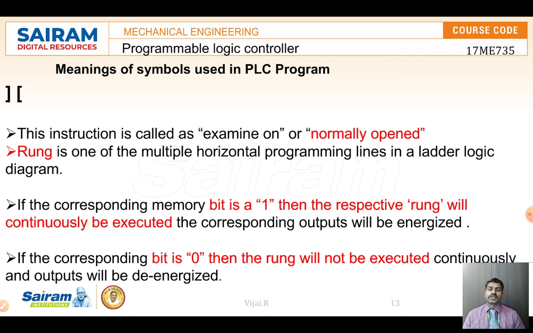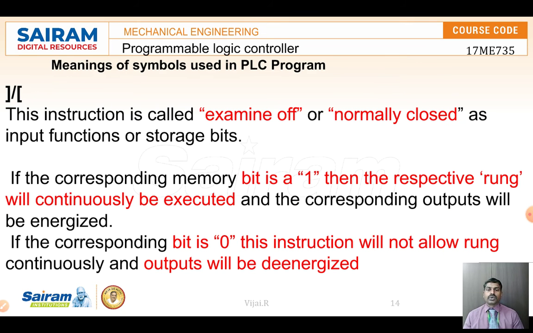So if the corresponding memory bit is 1, then the respective rung will be executed. If you want to execute the power supply, the binary will be 1, and if a 0 comes from this rung, it will not be executed and the output will be de-energized. So this is one thing.